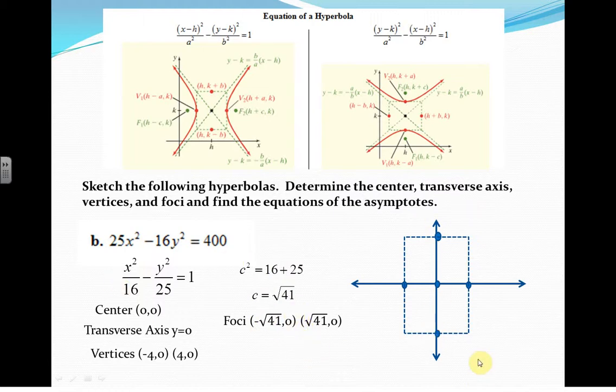Okay, so we have the box, we have our asymptotes. Now this one's going to be going left and right because x is first. And our asymptotes, because the center was (0, 0), are just going to be y equals 5 over 4 x. Remember, it's always the bigger number over the little number.